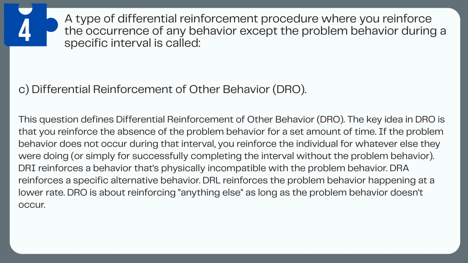DRI reinforces a behavior that's physically incompatible with the problem behavior. DRA reinforces a specific alternative behavior. DRL reinforces the problem behavior happening at a lower rate. DRO is about reinforcing anything else, as long as the problem behavior doesn't occur.